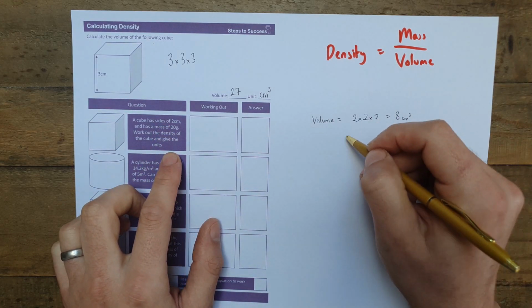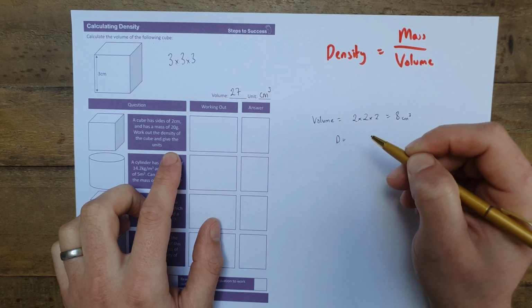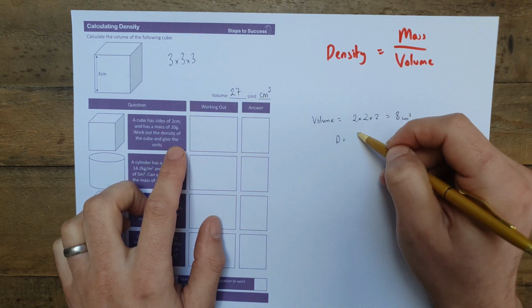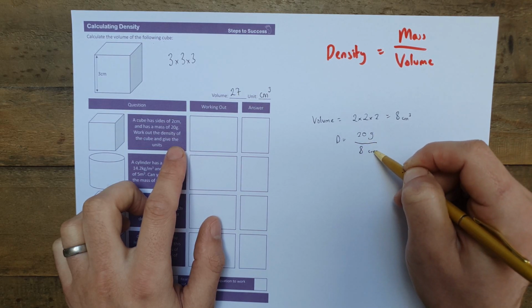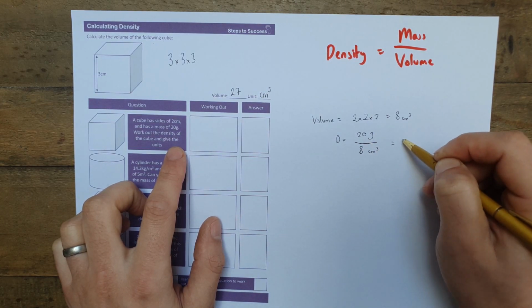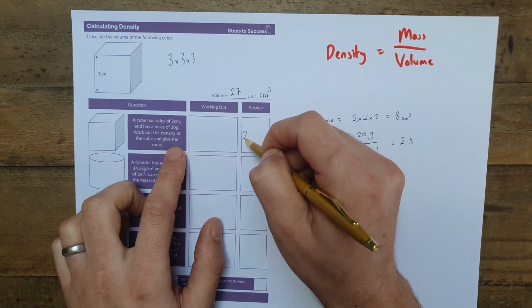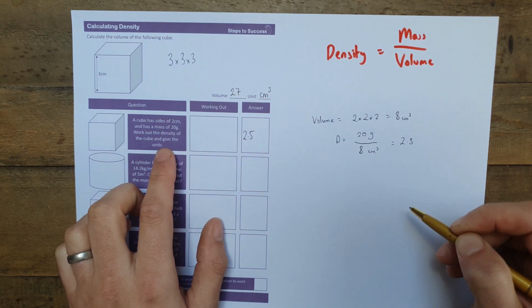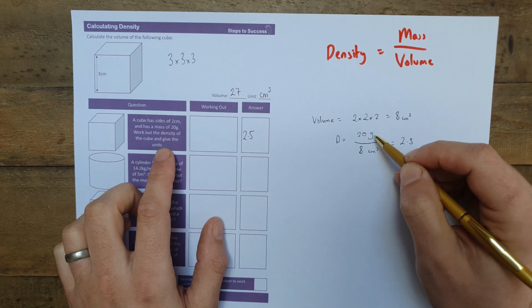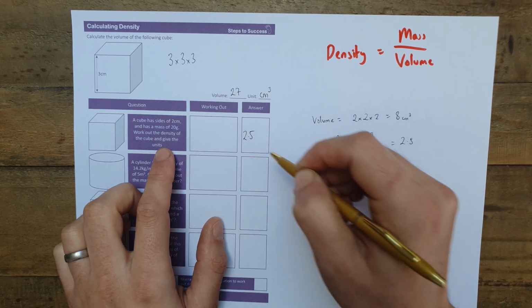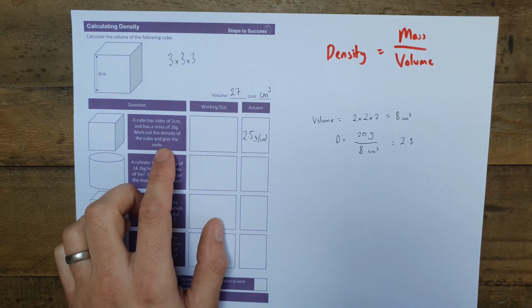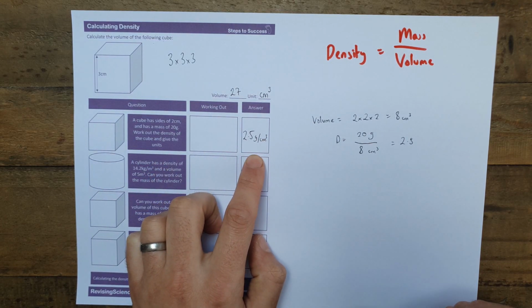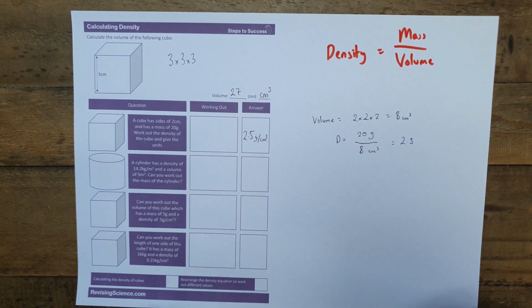We can then sub our numbers into the equation, so the density D equals the mass, which is 20 grams, divided by 8 centimetres cubed. If we work that out, it gives us 2.5. We also need to give the units. We can see them in the equation: we're doing grams divided by centimetres cubed, so it's grams per centimetre cubed. If they don't give you a unit, you don't need to convert into the standard unit. We can just go with what's in the question.